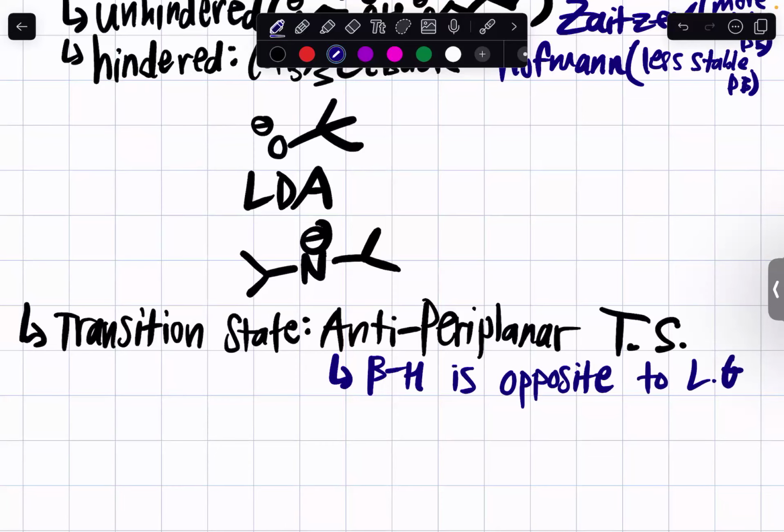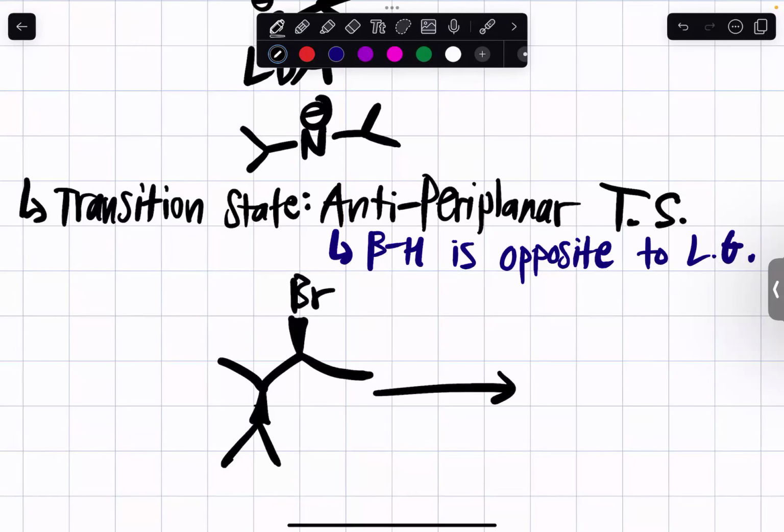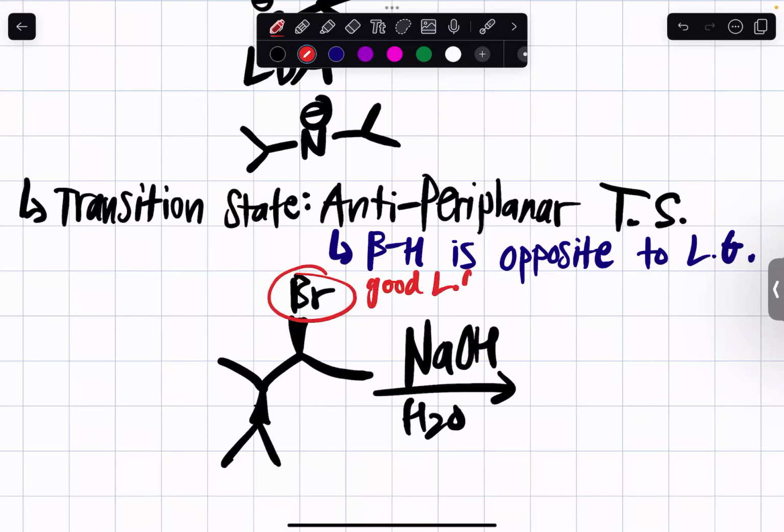So an example of that would be something like this. Let's make it more clear. Let's say we have this, and a good leaving group, bromine, here. And let's say we put that under small strong base, NaOH in water. This is our good leaving group right there, the bromine. The substrate is secondary because this carbon here is attached to two other carbons.